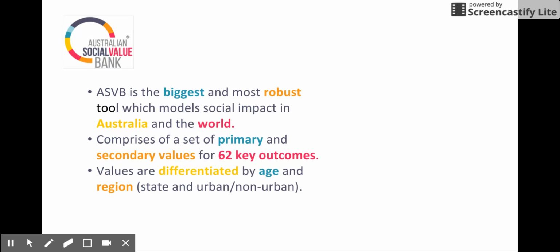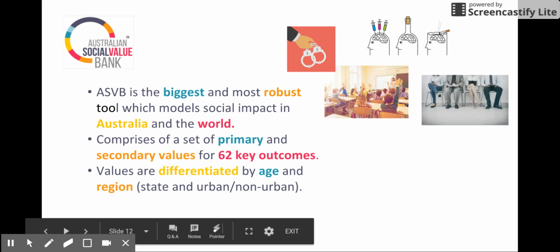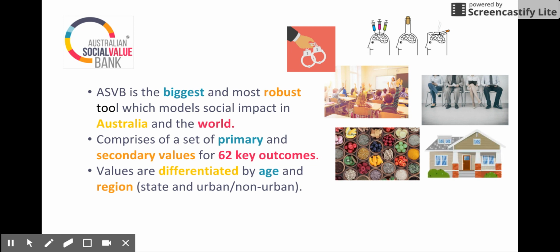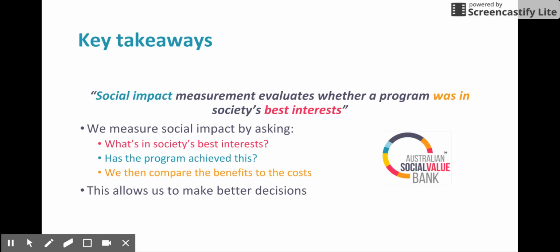The Australian Social Value Bank is the biggest and most robust tool which models social impact in Australia and the rest of the world, comprising of estimates for the value to the individual and the savings to the Treasury for 62 outcomes on the themes of crime, drugs and alcohol, education, employment, health, social and community, and sport. The values are differentiated by age and region, as we appreciate that a Keep Fit intervention may be very different for 16-year-olds and 65-year-olds. For now, let's go over some key takeaways from this video.